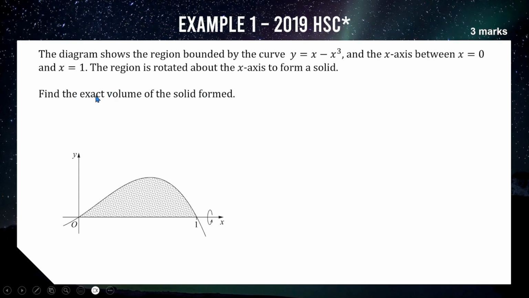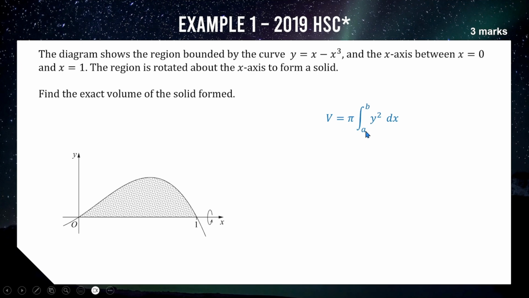Exact means that we can't use our calculator. We've got to simplify our answer as much as we can because we want to have an expression for the answer rather than a decimal to get full marks. Straight away, we're going around the x-axis, so let's use our x-axis rotation formula. On the reference sheet, you just got to know what you're looking for.